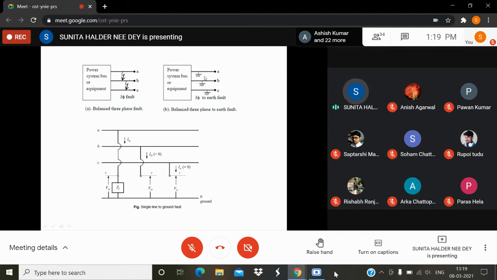Similarly, these 3 phases may be shorted and connected to ground. Then in that case, it is called the balanced 3-phase to earth fault or 3-phase to ground fault, because here ground is involved. In both the cases, this A and B, the fault current will be balanced, but the system operation is not normal but abnormal, because 3 phases are shorted, either connected to ground or only among themselves, right?